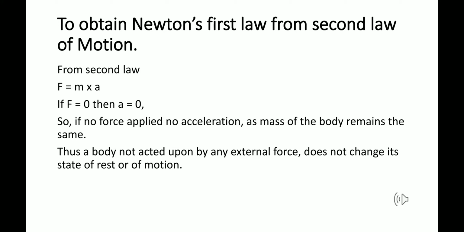Now this is to obtain Newton's first law from the second law. How do we get Newton's first law from F equals ma? If we put F equal to 0, then if F is 0, what is 0? Either the mass is 0 or the acceleration is 0 or both are 0. Now you know mass cannot be 0. I have made it very clear that the mass of a body cannot be zero. So then what is zero? Acceleration is zero. So if F is zero, a is zero.